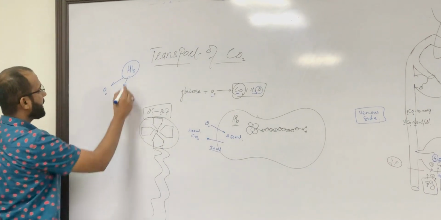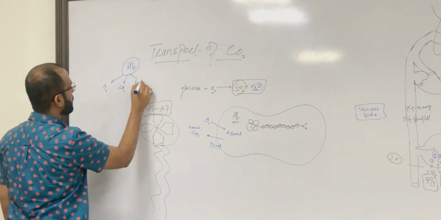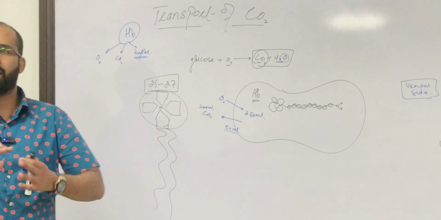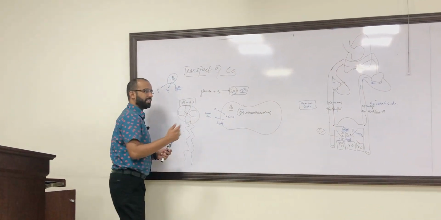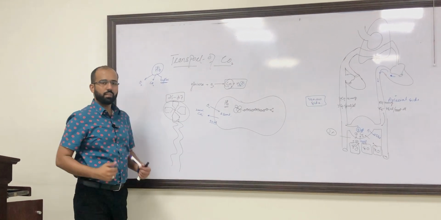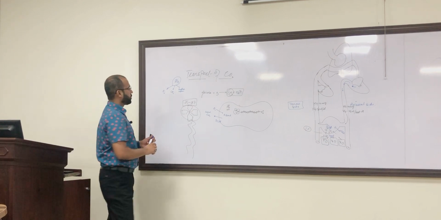One is that it acts as a protein buffer, like it regulates the acid-base balance. You know, free protons are very dangerous to the cells. So whenever the proton concentration increases, hemoglobin captures the free protons. So it acts as a buffer.